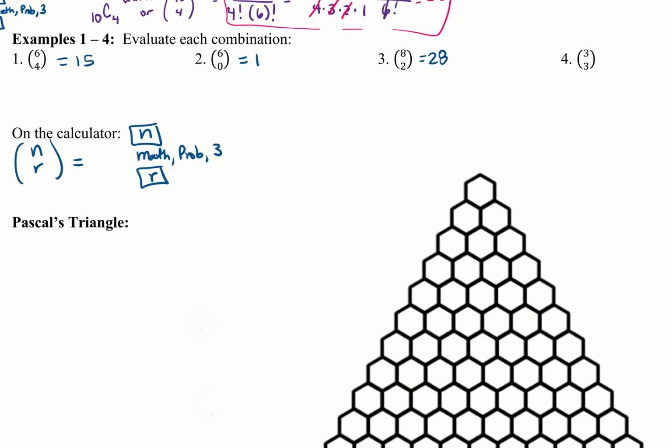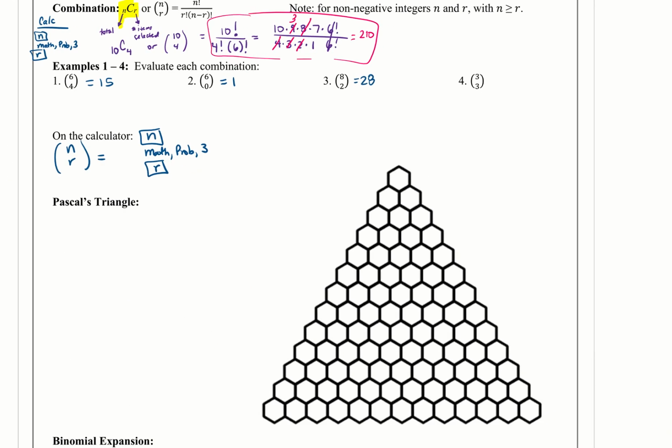This might feel unrelated, but it is related. We're going to look at something called Pascal's triangle. And you might remember way back at the very beginning of this unit, we talked about a Fibonacci sequence. The Fibonacci sequence looked like this: 1, 1, 2, 3, 5, 8, 13, 21, and so forth.